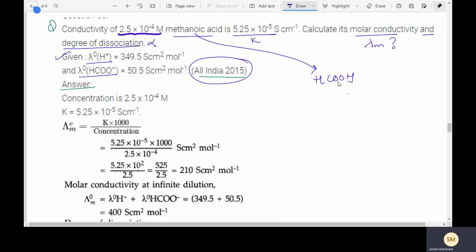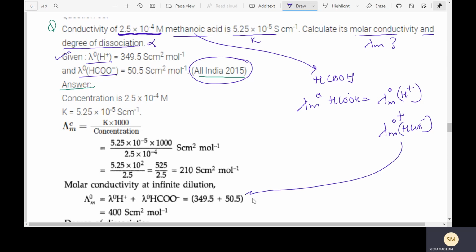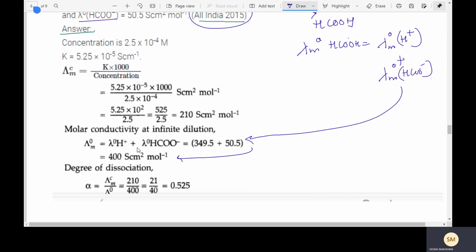So for HCOOH you have the formula, and if you want the limiting molar conductivity of HCOOH, you need nothing but to add the molar conductivity of H positive and the molar conductivity of the formate ion. If you add these two, you will get your limiting molar conductivity of methanoic acid. Now to calculate the value of alpha, your formula is this.